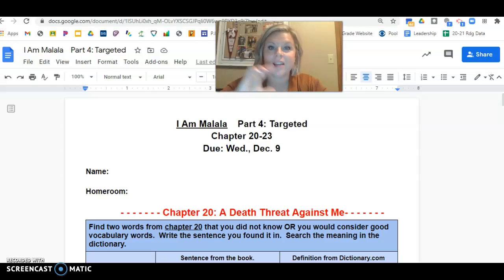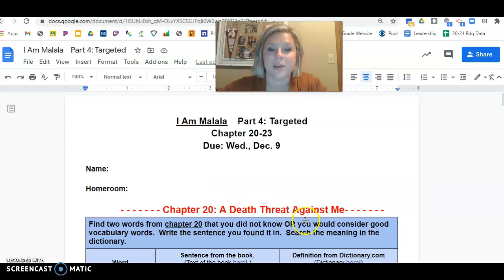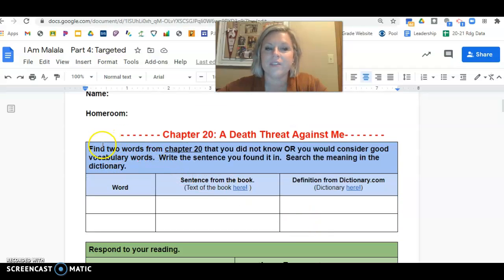Each chapter has a chunk you're going to notice as you scroll down the page. So this first chunk is all for chapter 20. This first thing says, find two words from chapter 20 that you did not know or you would consider good vocabulary words. Write the sentence you found it in, search the meaning in the dictionary. That probably sounds familiar. You've been doing that in parts 1 through 3. So instead of me telling you which words are good vocabulary, you're going to be choosing those.